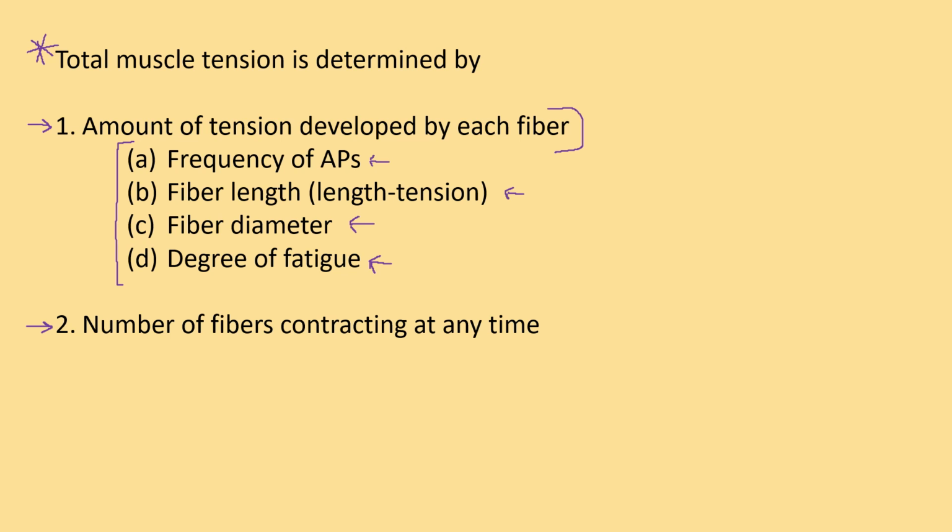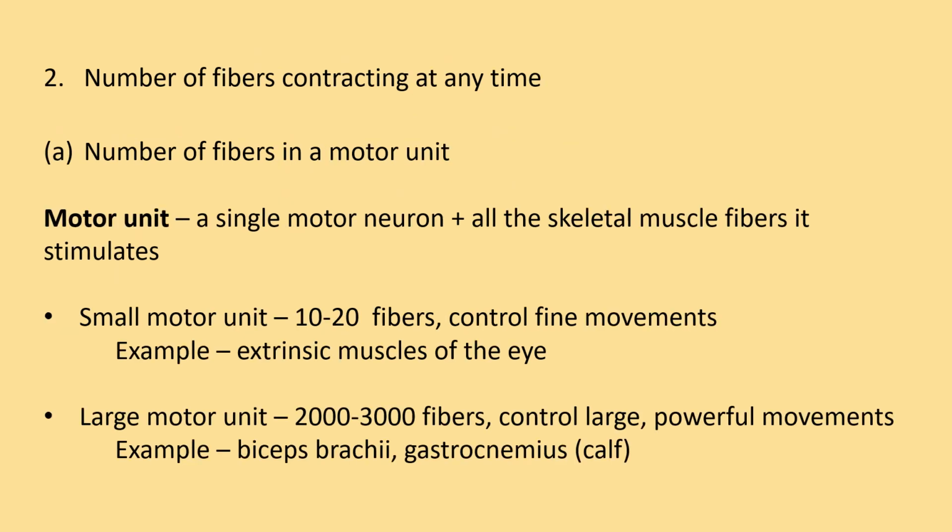Next, we're going to move on to talk about the number of fibers contracting in a muscle at any given time. So if you go and pick a pen up off the desk, how many muscle cells in your biceps brachii are contracting in order to lift that pen, versus if you want to lift a 30-pound weight using your biceps brachii, how many muscle fibers are contracting in order to lift that 30-pound weight? So this brings us to the concept of the motor unit.